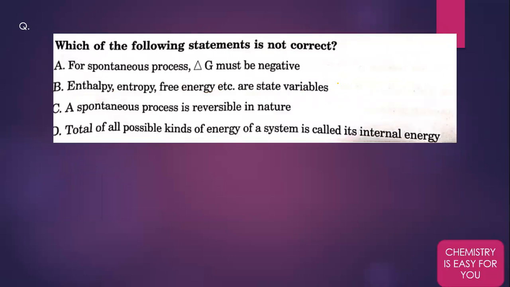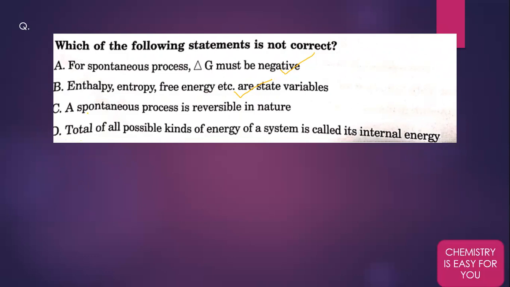So for a spontaneous process, delta G must be negative. This is a correct statement. Then enthalpy, entropy, free energy, etc. are state variables. True. These state variables and path variables are two different things. So path variables means that the quantity under consideration will depend upon the path. And state variables means they depend only upon the initial and the final state and not how the states are achieved. So all these are state variables. So this is also correct.